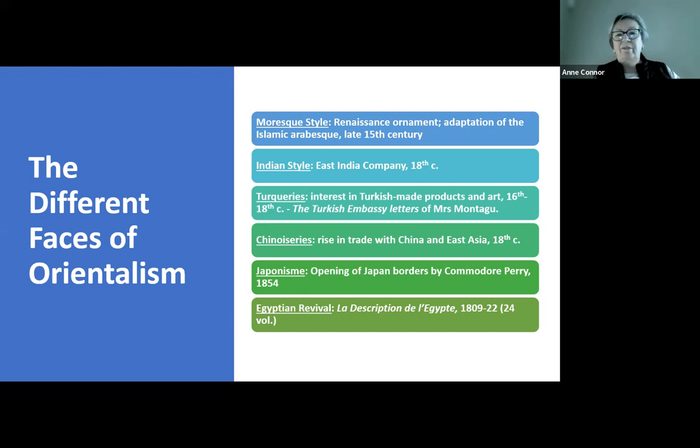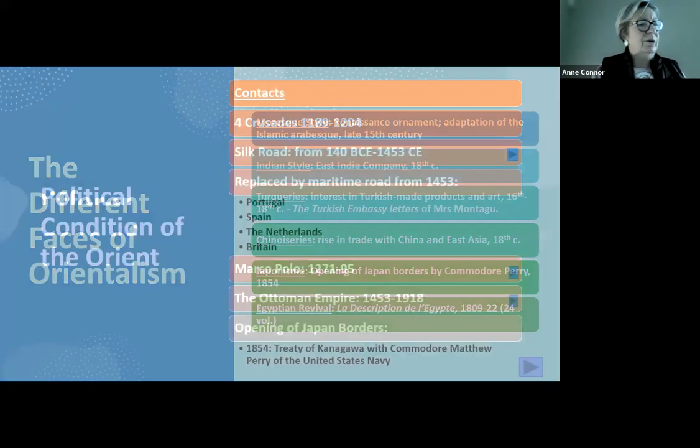And then Egyptian revival, particularly the very influential work of La Description de l'Égypte, the description of Egypt, that was published between 1809 and 1822. It was a kind of monthly or bi-monthly work that came out with very precise description of Egypt, maps of Egypt, and this altogether summed up in 24 volumes. So we'll talk also about that later on.